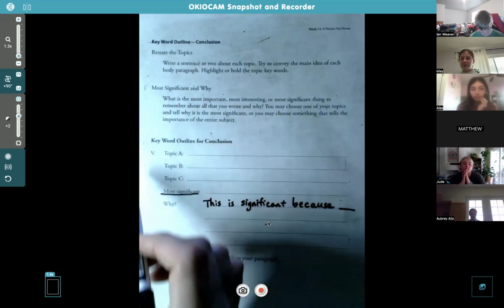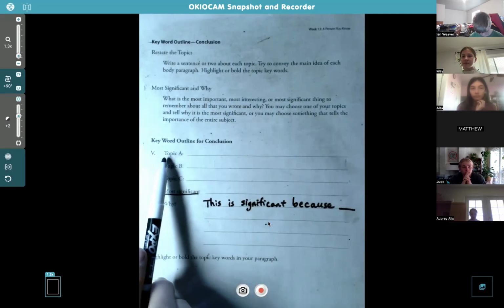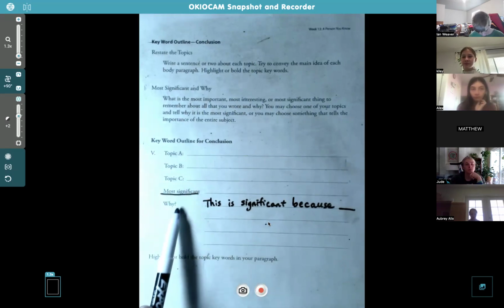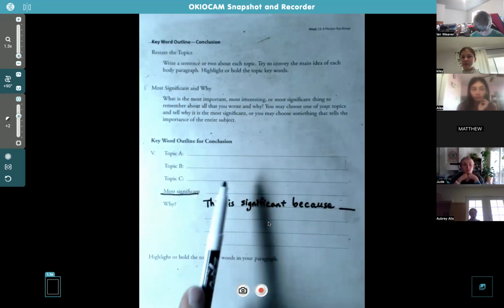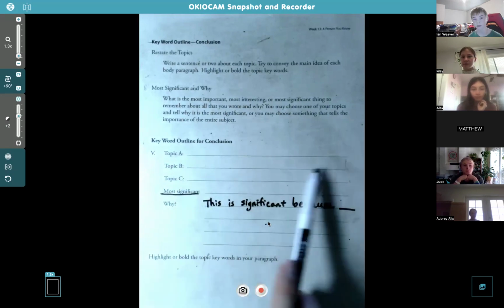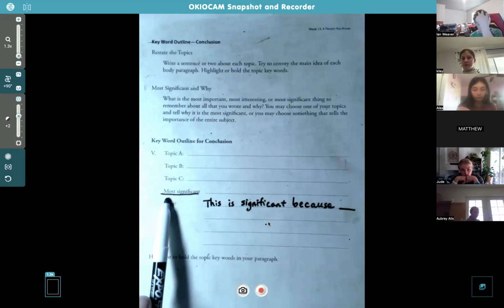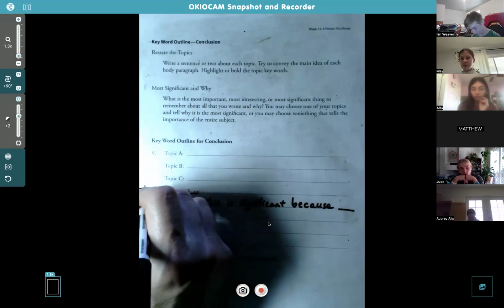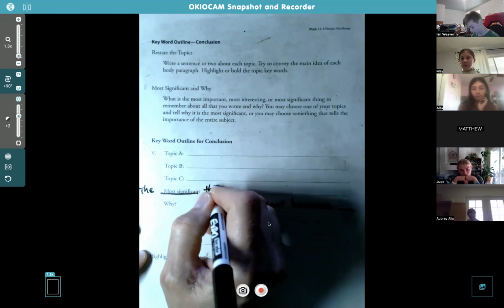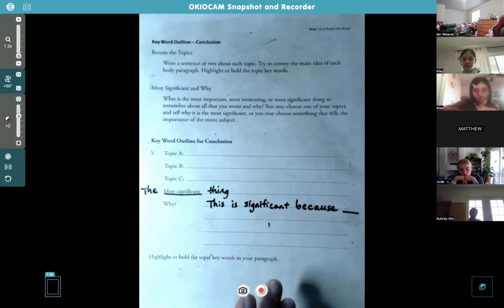So this now becomes your conclusion paragraph. Your conclusion paragraph is going to be 1, 2, 3, 4, 5 sentences. Topic A is one sentence about that paragraph. Topic B, one sentence about that paragraph. Topic C, one sentence about that paragraph. This sentence starts with the most significant thing. In fact, let's put that note in here. And it's okay to use thing here because that's basically the only word that will fit with that.